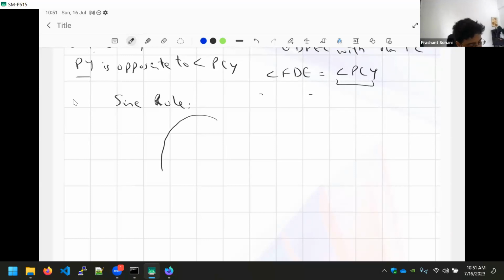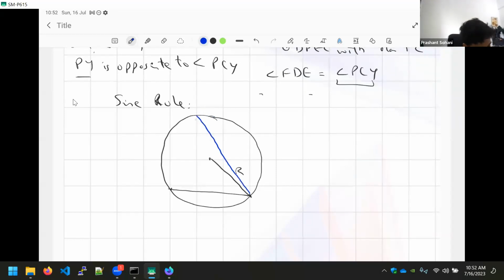The simplest way to express the sine rule is this: suppose you have a circle and you take any chord over here. Let us say the radius of my circle is capital R. I am interested to know what is the relation of the length of this chord with any angle found over here. So suppose I draw any such triangle, and let us give some names to this triangle: A, B, C. I am interested in the length of segment BC. Can I express this length of segment BC in any way?